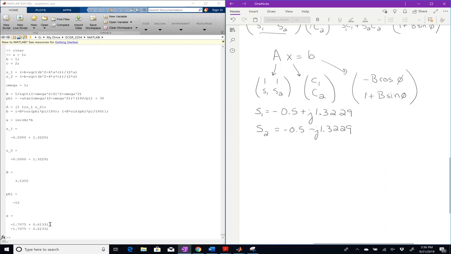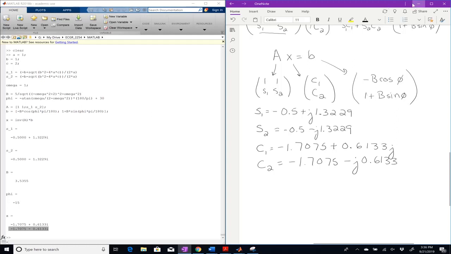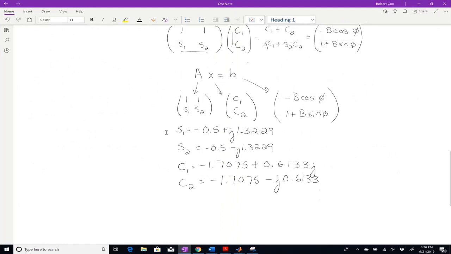Now, the other thing I care about here is my C1 value. My C1 was the first line of the x vector. My C2 is the second line of the x vector. So let's write those down. C1 equals negative 1.7075 plus 0.6133j. And my C2 equals negative 1.7075 minus j times 0.6133.